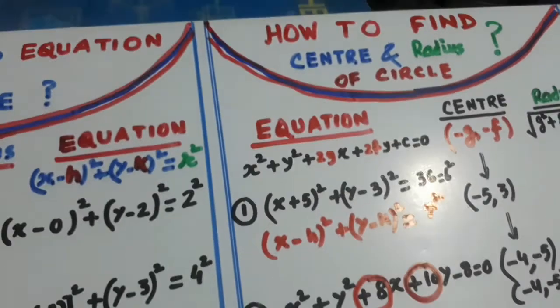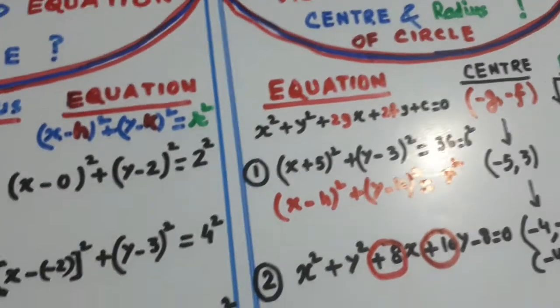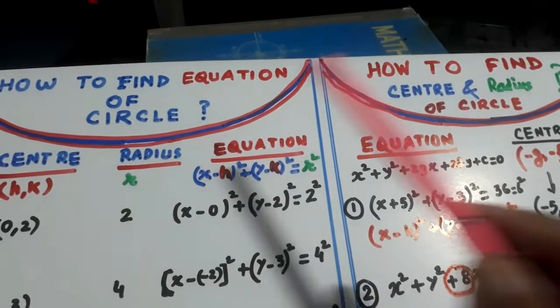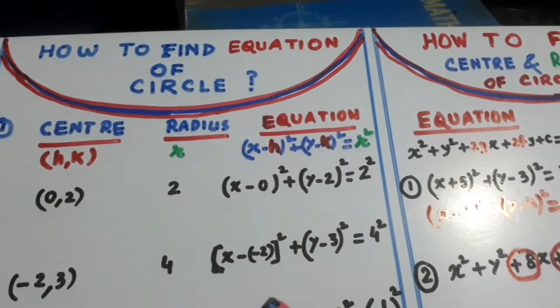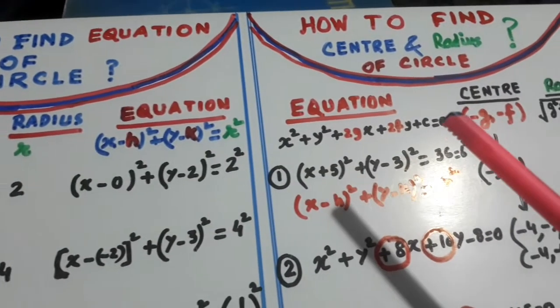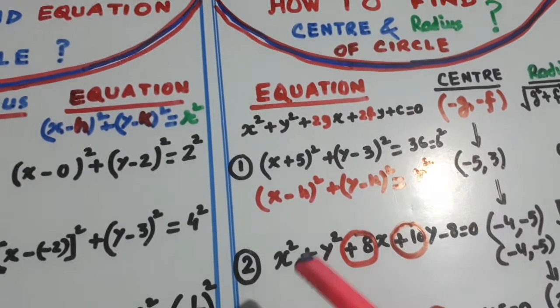Now, let us go on the other side. Now, this is just a reverse of this. This one is reverse of this. Here, center and radius was given. And in this case, we have to find the center and radius. But equation is given here.